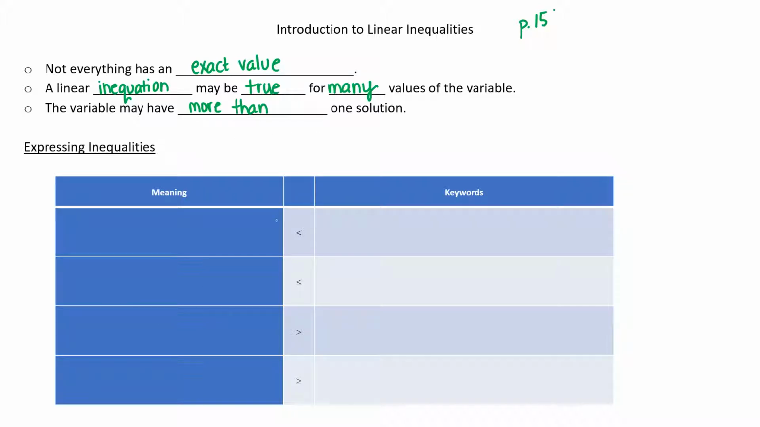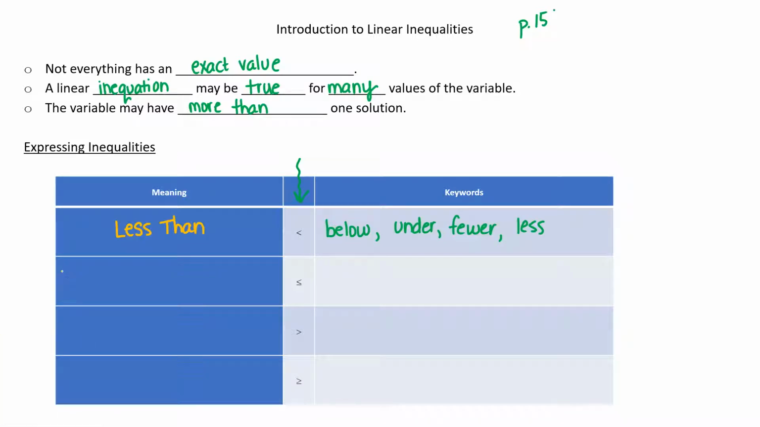So there are four symbols that we are going to look at, and they are down here in the middle of the table. On the left side, let's write what each of them means. When we have the arrow that points to the left, this means less than. Sometimes we'll read or hear other key phrases that tell us it's a less than inequality, things like below, under, fewer, or less. And there's lots more.